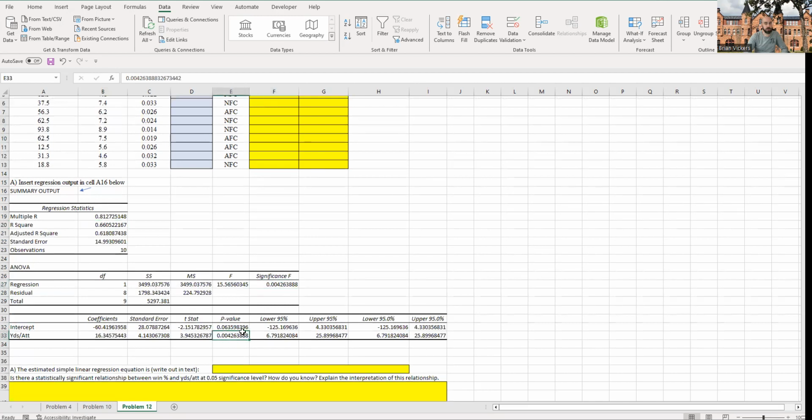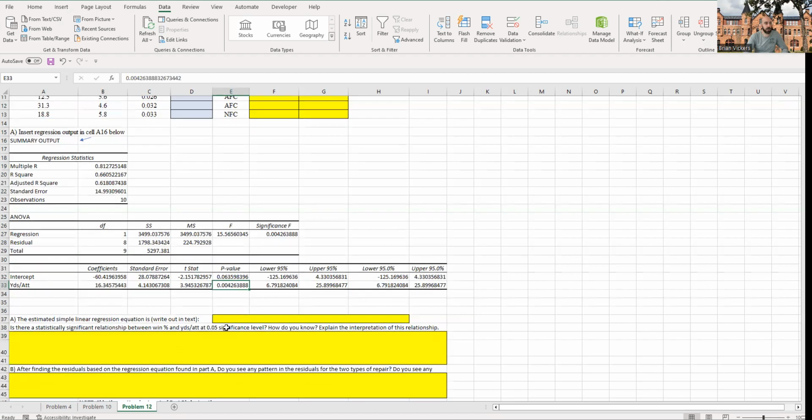P-value 0.004, well below the 0.05 value that we're looking for. We're looking at 0.05 as our metric, and this is well below that.